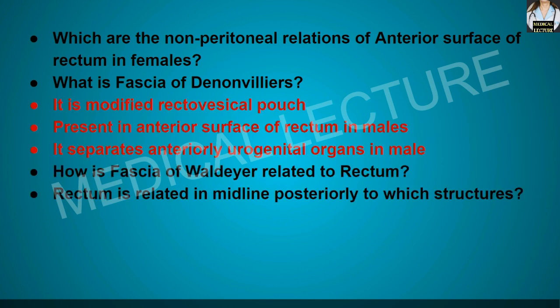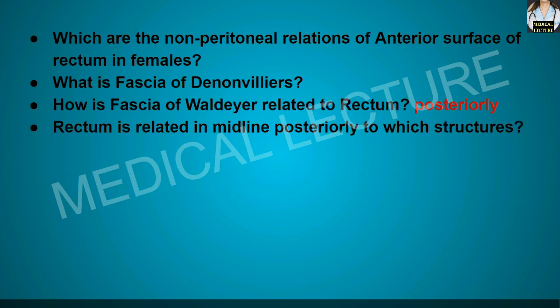What is the fascia of Denonvilliers? It is a modified rectovesical pouch. It is present on the anterior surface of the rectum in males. It separates the rectum anteriorly from the urogenital organs in males. How is the fascia of Waldeyer related to the rectum? It is related posteriorly to the rectum.